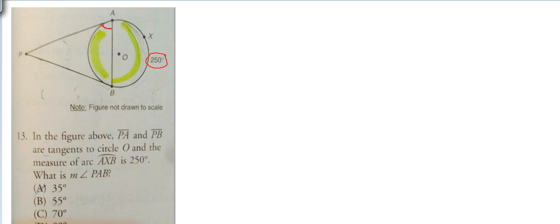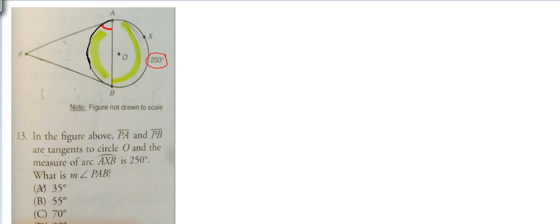Okay, this is simple. This is a very simple question. What is the measure of angle PAB? The angle between tangent PA and chord AB is equal to half the arc AB. Half the arc AB. How much is the arc AB?